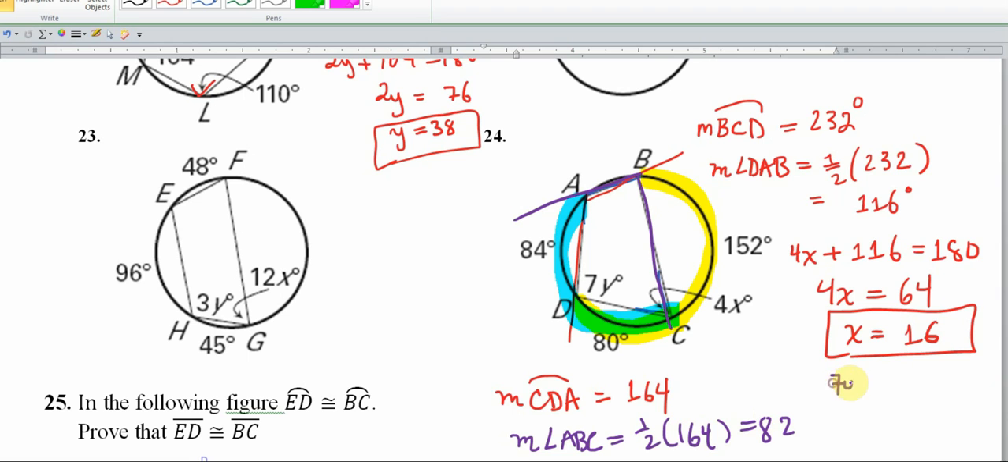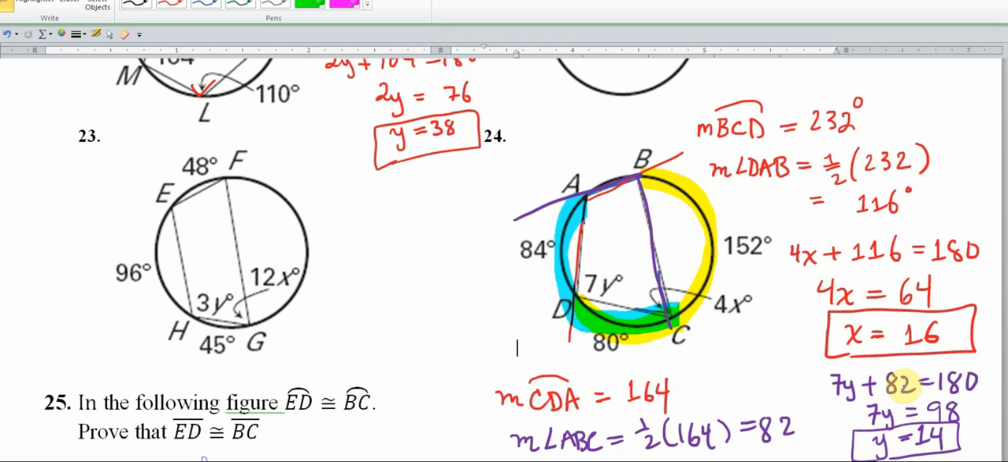And then I know that 7y plus 82 must be equal to 180. Subtract 82 from both sides and we get 98. And then divide both sides by 7 and we get 14. So x is equal to 16 and y is equal to 14 in this particular problem.